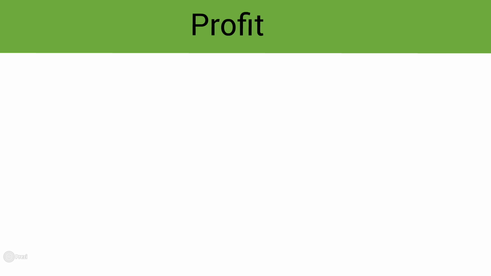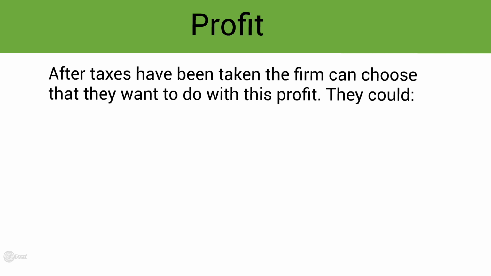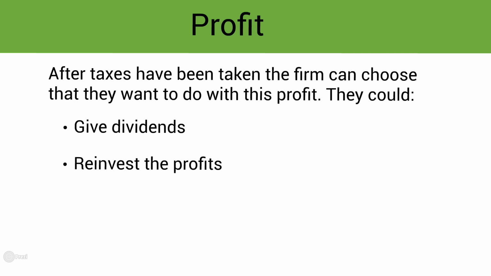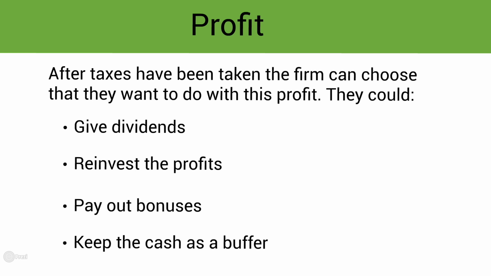Governments usually try to tax firms' profits, but after taxes have been taken away, firms can then decide what to do with this profit. They could choose to give dividends out to the shareholders, reinvest the profits, pay out bonuses to staff, or keep the cash as a buffer against hard times.